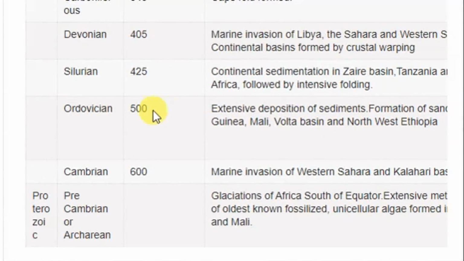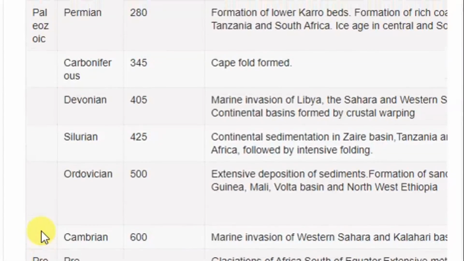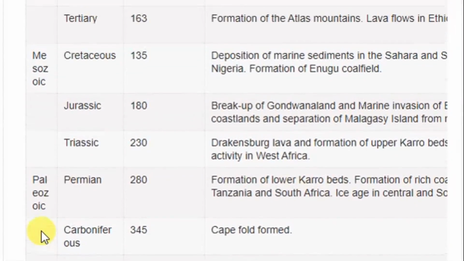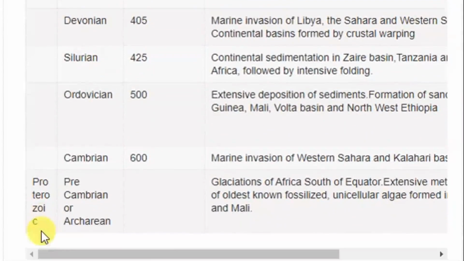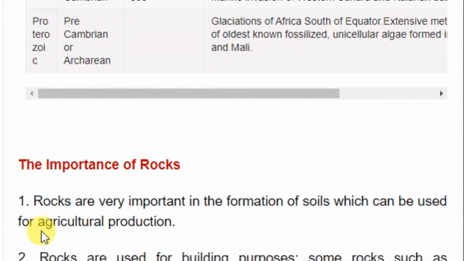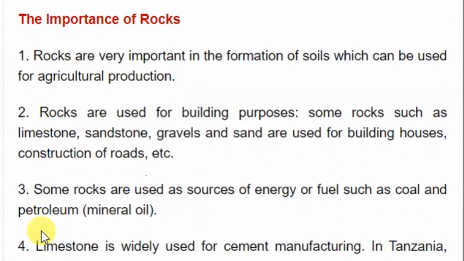Unaona 600 million years, Cambrian, wanaeleza an era, Proterozoic era and Paleozoic era. But all of these are not so much important aspects for you to know because their appearance in exams is not so much. For the sake of your understanding, you can just read them and pass through the exams if they appear in exams.